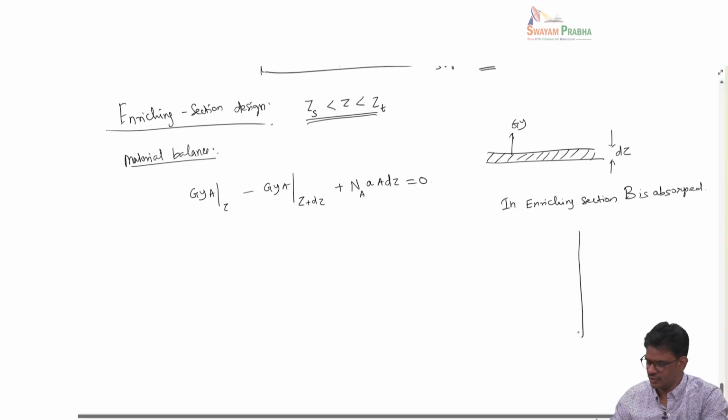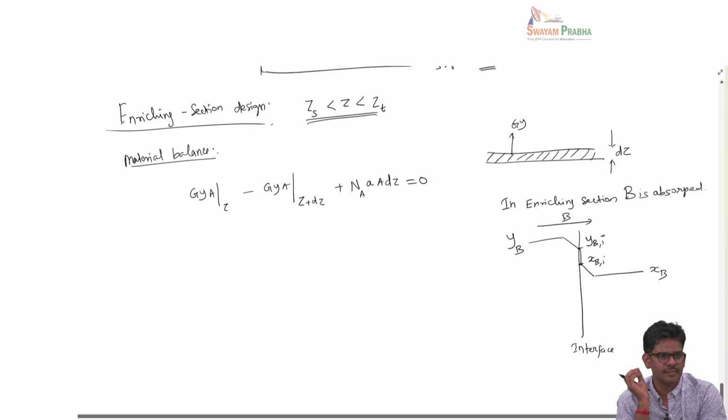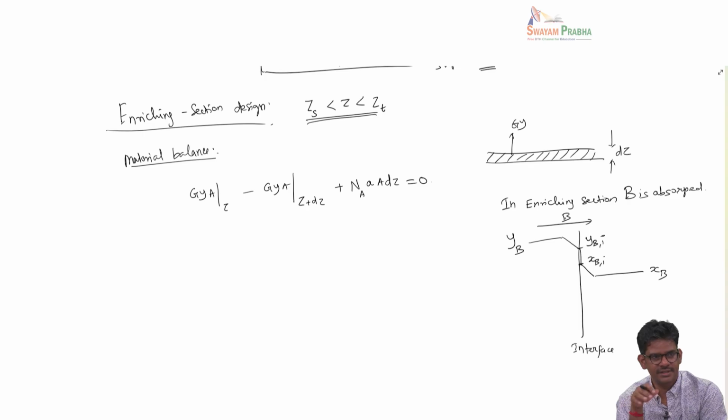So if I have to draw, this is an interface. If I look at a small section of the liquid vapor interface, you will see the composition for B: this is YB bulk and this is YB at the interface, and this is XB at the interface and this is XB at the bulk. Now B diffuses from vapor to liquid. In response to this, A will counter diffuse from liquid to vapor.